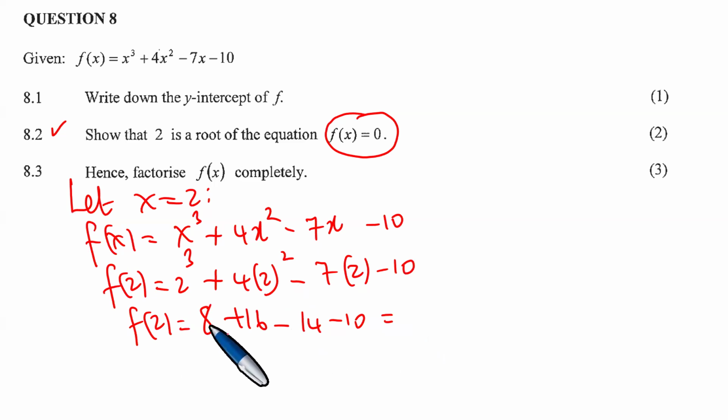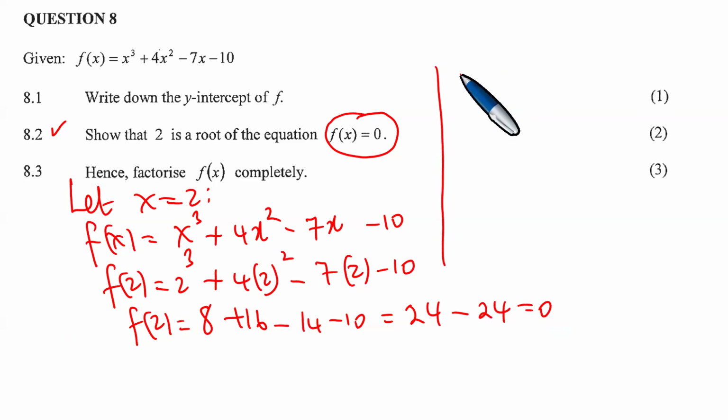This is exactly 8 plus 16 is 24. And minus 14 minus 10 is also minus 24. And 24 minus 24 is 0. And by dint of this, we are able to make the conclusion, therefore, x equals 2. X equals 2 is a root. Right, it's a root of the equation.